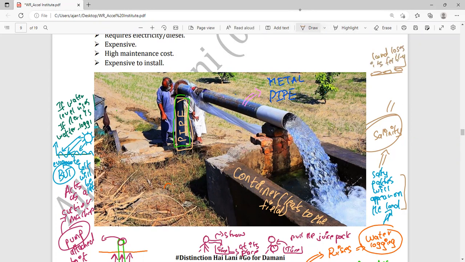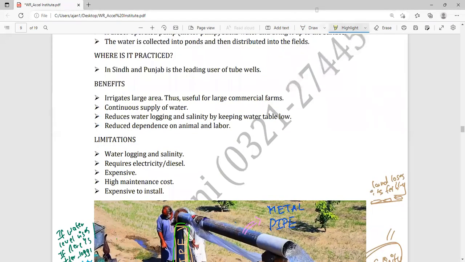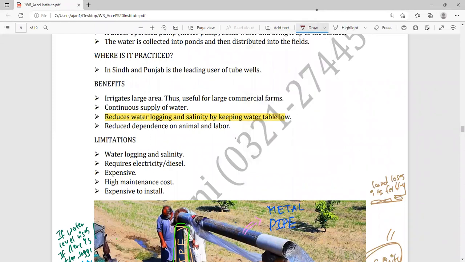So this is an advantage of using tube wells, right? What is the advantage? It reduces waterlogging and salinity. Does that make sense? Yep, made sense.